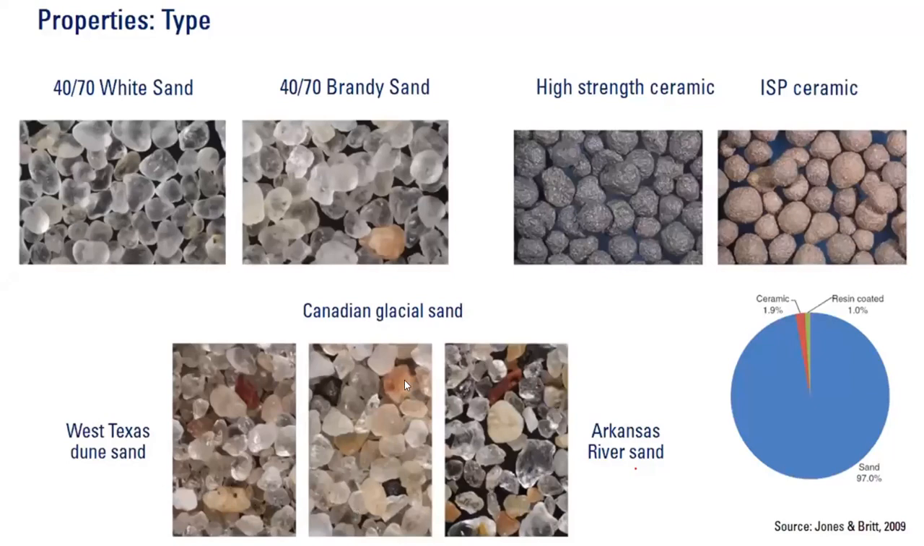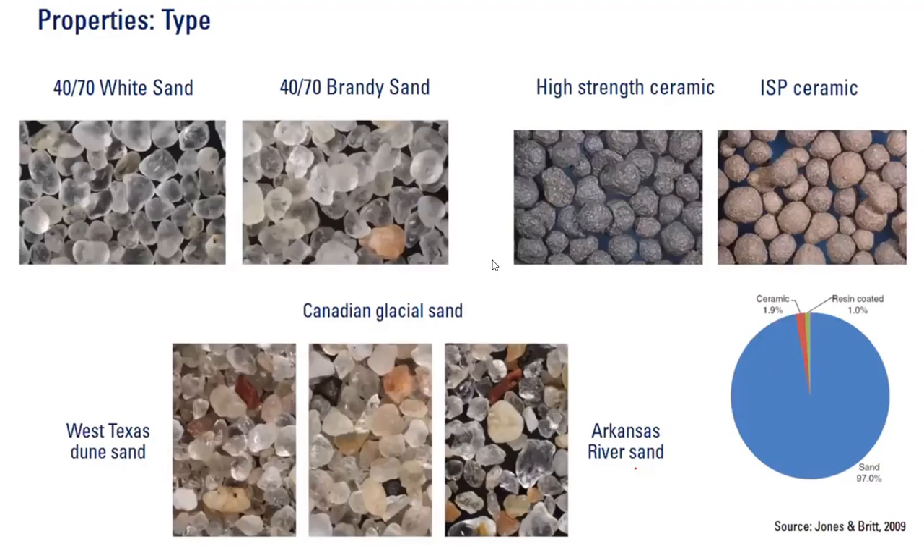And then we also have sands that are very, very strong, which are more or less synthetic sands that have been produced, like the ceramic sands, the high strength ceramic sands, and the ISP ceramic. These ones are very, very tough but expensive because they are synthetic sands that have been produced. But this is more rounded. And we are going to see how the shape of the sand determines the permeability at the end of the day.